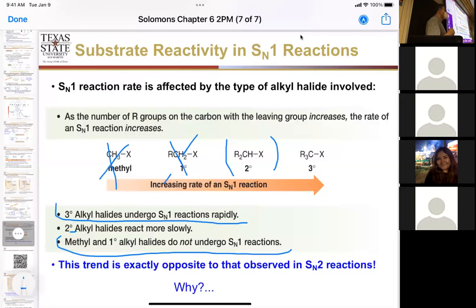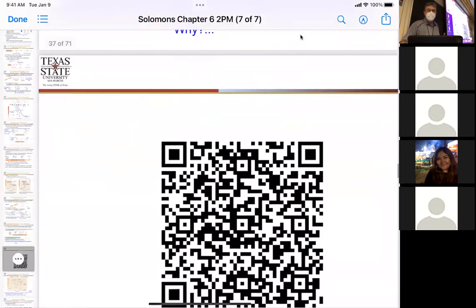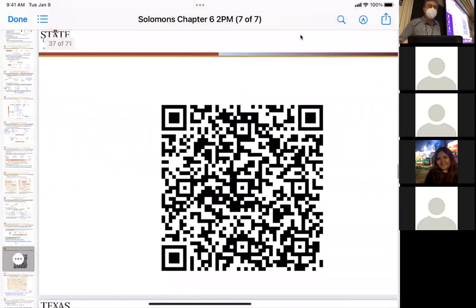So what's so different? In the other reaction, the bimolecular reaction, you had to have the nucleophile coming opposite where the leaving group was going to leave. Here the leaving group has already left. So why is the tertiary so much faster than a secondary, and why don't the methyl and the primary react? Well, I'll keep you on that cliffhanger while we take roll.